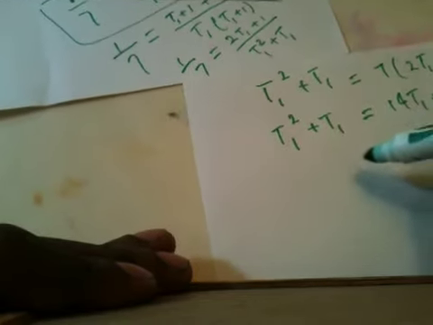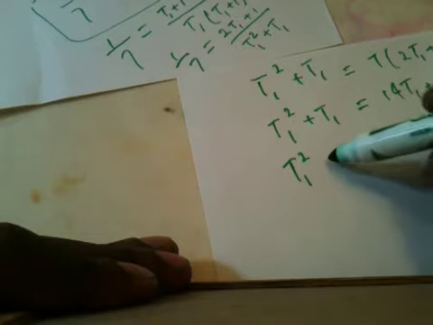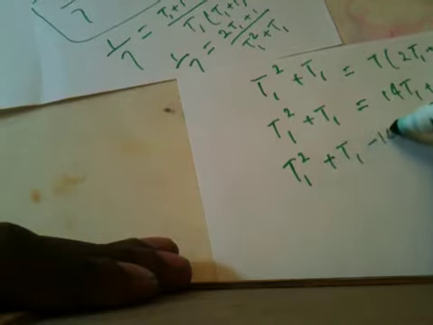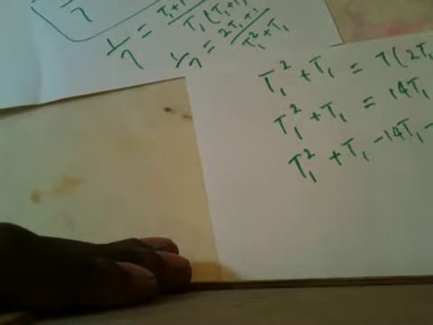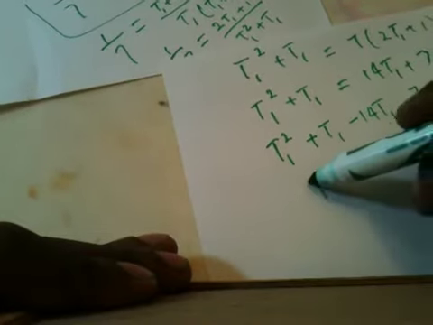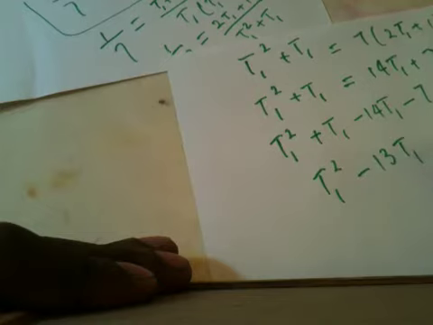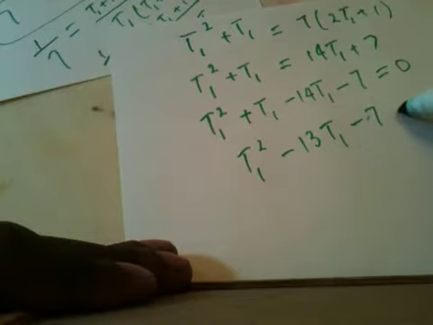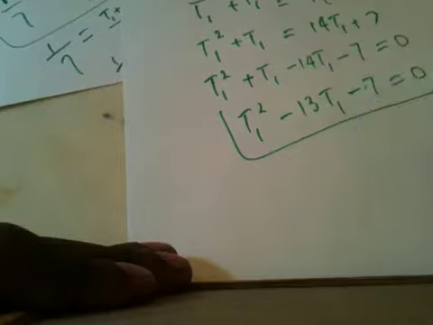That kind of looks like a quadratic equation. So I send everything to one side: T1 square plus T1 minus 14 T1 minus 7 is equal to 0. So I have T1 square minus 13 T1 minus 7 is equal to 0. So that's the quadratic equation we have to solve.